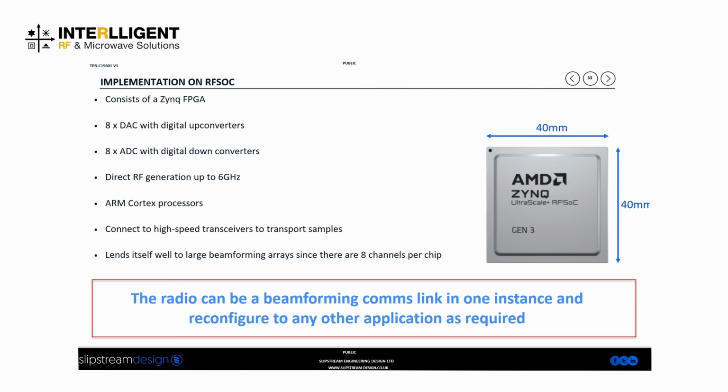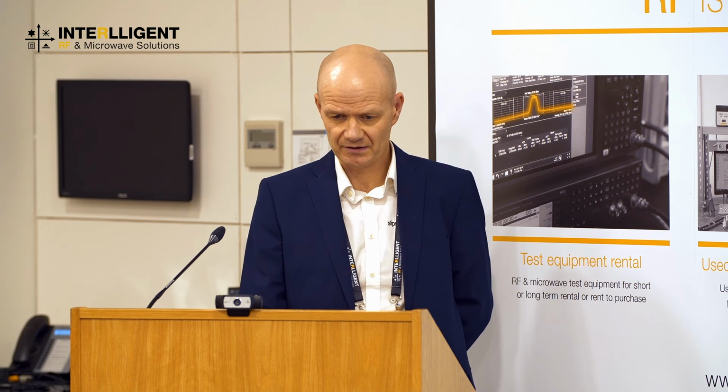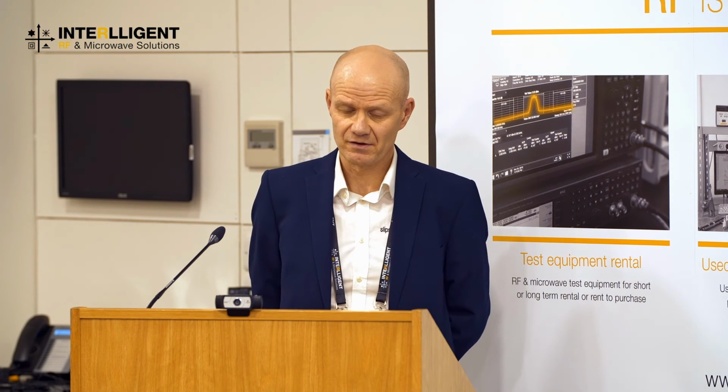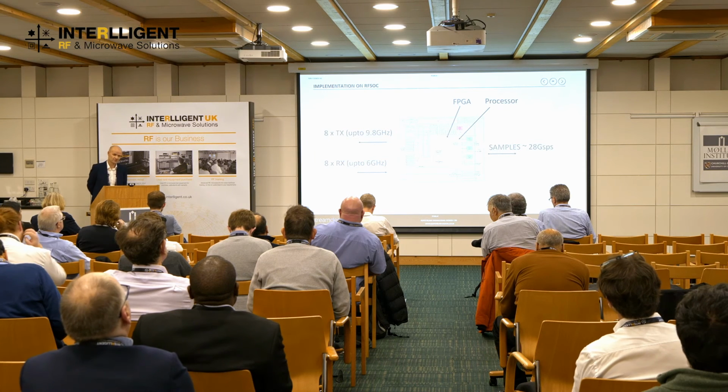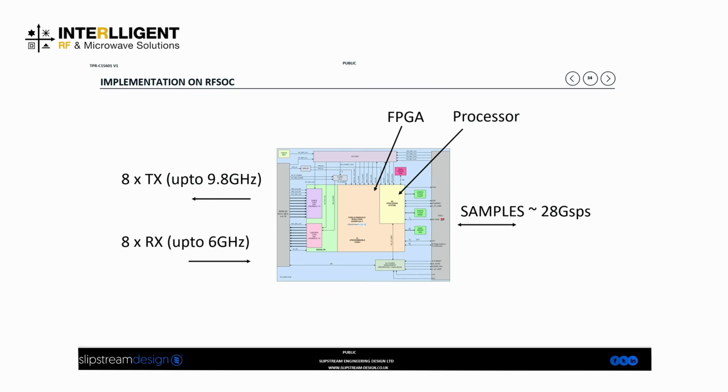The DACs running, let's say, at about 9 gigahertz. The ADC is about 6 gigahertz. And then we can directly generate signals out to an analog bandwidth of about 6 gigahertz. It's got a number of ARM Cortex processors. And then on the other side of it, we can connect directly to GTY transceivers, like an optical transceiver. So you've got optics one side and then RF the other, all in this 40 by 40 package. So as I say, there's quite a bit going on.